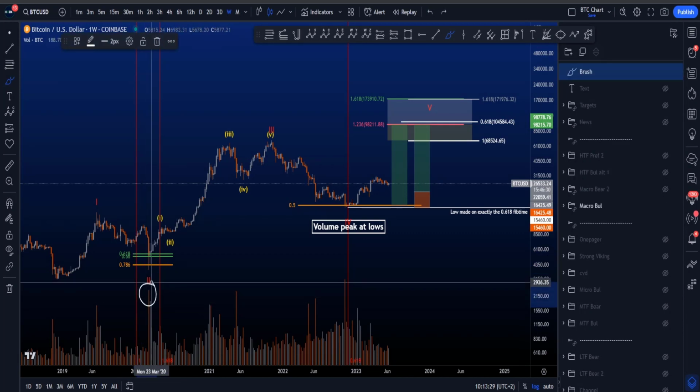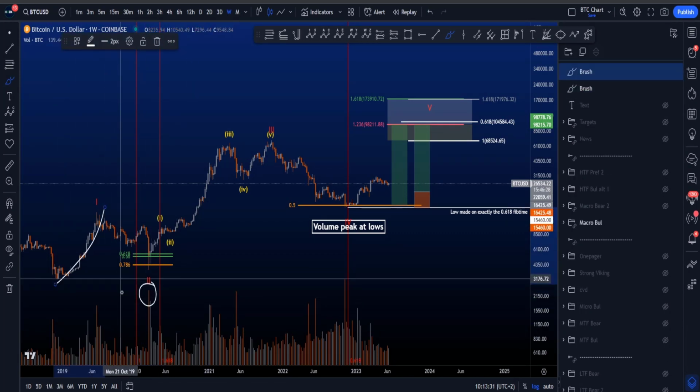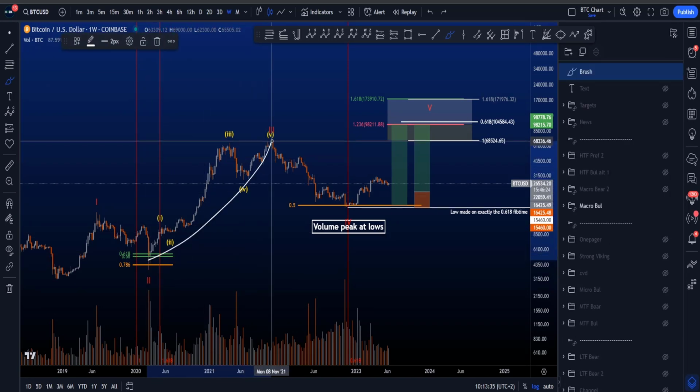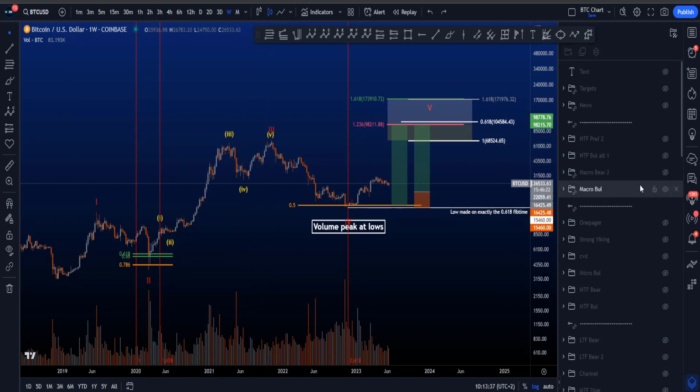You can see the volume during the drop, which is much higher than the volume we had during wave 1, but after that high volume move, we eventually had a big wave 3 towards the upside.